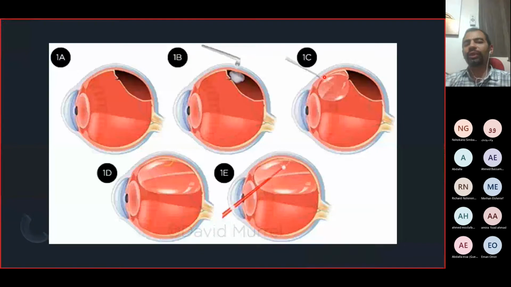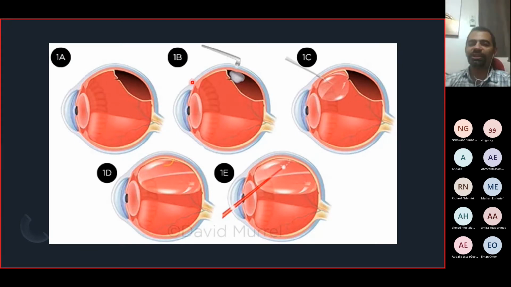So you may inject gas. The gas will close the break, prevent the fluid from leaking to the subretinal space, and you position the patient so that the gas bubble is closing the break. A few days later, or a few hours later, the retina will become flat, and you can do laser treatment on attached retina. This is a form or a technique of pneumatic retinopexy.